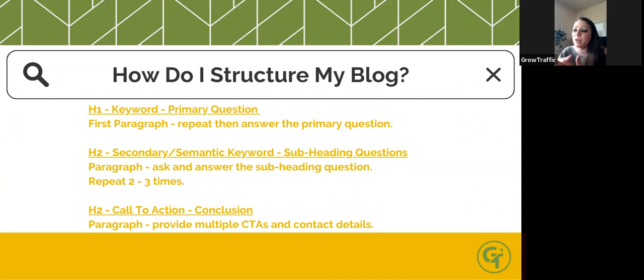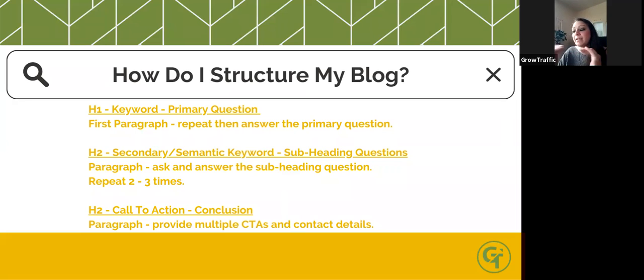And the reason we do this is that, first of all, it's SEO best practice, but it also makes it easier for people to read if you structure your blog in this way. And it also makes sure you are getting more questions and answers in there. It's all about questions and answers.